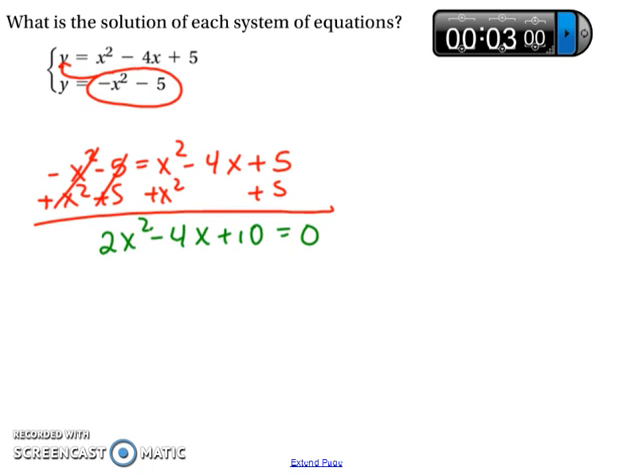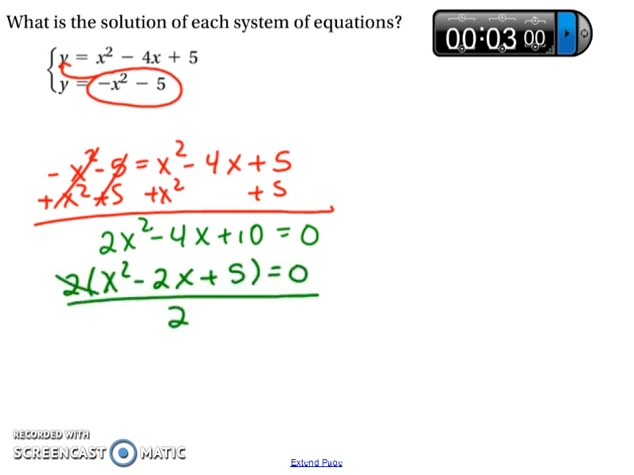Okay, so first thing we want to do is try to take out a GCF. So we could take out a 2. So we have x squared minus 2x plus 5 equals 0. And we can divide that 2 out. So we end up with just x squared minus 2x plus 5 equals 0. Okay, next we want to try to factor it. So multiplies to 5, adds to negative 2. Nothing's going to work. So since nothing's going to work, we have to use the quadratic formula.